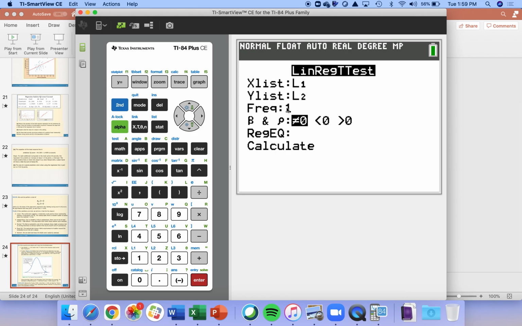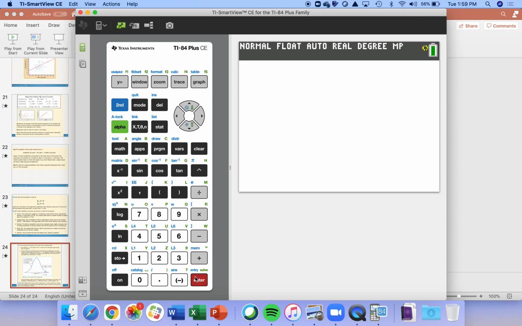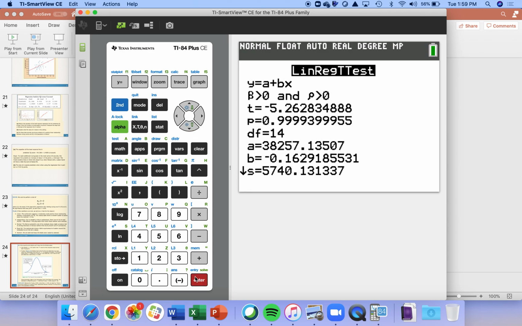My x data is in list 1. The y list will be in list 2. We are doing greater than 0, right? Yeah. And I would hit calculate. This is very different, because the data that I have in here is not the data that you looked at, so don't look at these numbers. However, we can talk about what's important here.